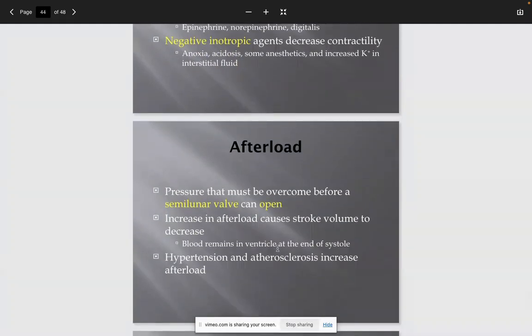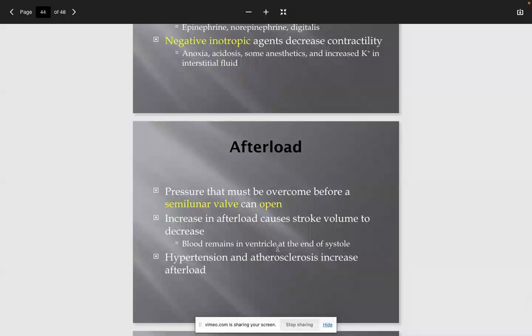Afterload, again, we said that this is the amount of pressure downstream. So this is the pressure that must be overcome before the valves can open. Remember we talked about how the ventricular pressure must be greater than the aortic pressure in order for the aortic valve and the pulmonary valve to open. Well, if you have an increase in aortic pressure, this is going to be problematic because the ventricles aren't going to be able to contract as well. So this is how we talked about afterload being able to affect the amount of blood that is ejected from the heart. So the increase in afterload causes stroke volume to decrease.